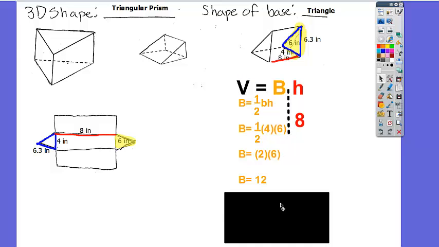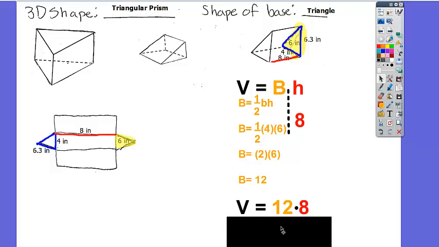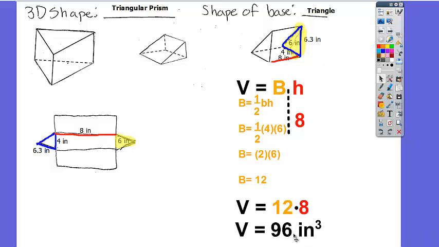So now that I have those two numbers, I can just plug them into the big formula. Volume equals area of the base times the height. So volume equals 12 times 8. That's the area of the base times the height. And 12 times 8 gets us 96. So our volume equals 96 inches cubed. So it's cubic units because we're finding all of the space inside of a three-dimensional figure, like filling it up with water or with popcorn or with anything.